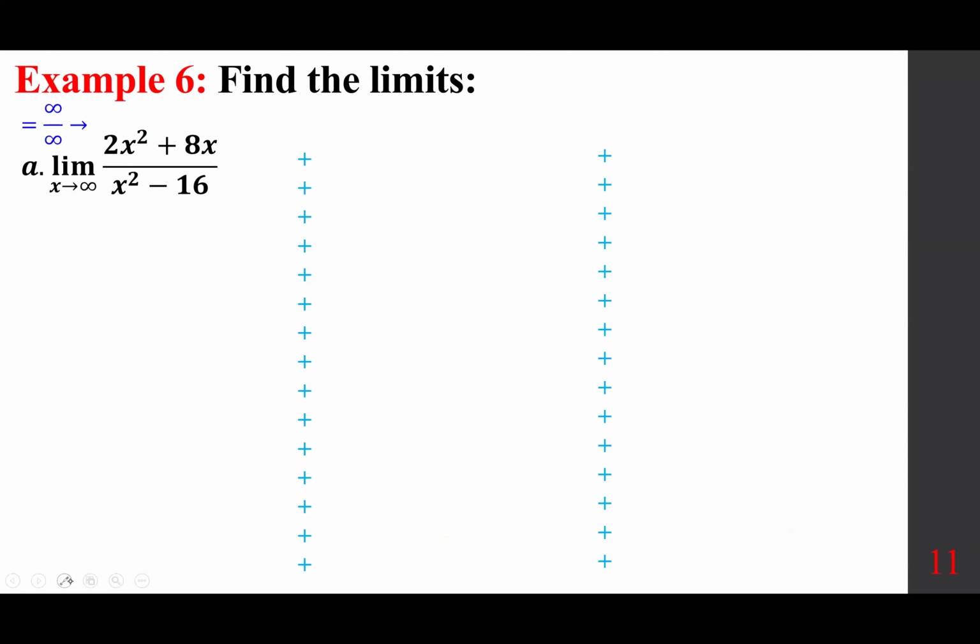The technique when x is approaching infinity is to divide by the highest degree in the denominator, which is x squared. So we're going to divide everything by x squared. This becomes 2, this becomes 1, this becomes plus 8 over x, this becomes minus 16 over x squared. Because x is approaching infinity, 8 over x and 16 over x squared each go to 0, the answer is 2 over 1, which is 2.